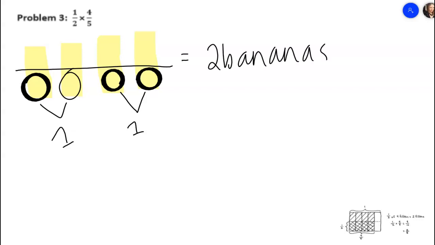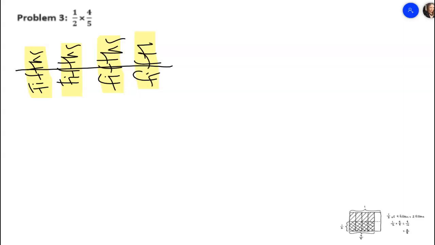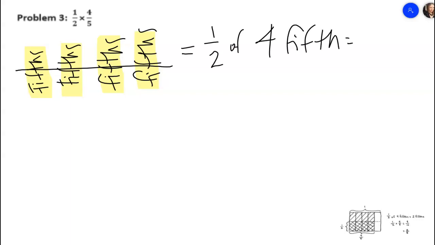So let's not call it bananas now. Let's take all that away. And we're going to call it 1/2 of 4. We're going to call these fifths instead of bananas. Fifths. How many fifths are you going to have? 1/2 of 4 fifths. Well, it's going to be the same as the banana. You're going to have 2, not bananas, but fifths.